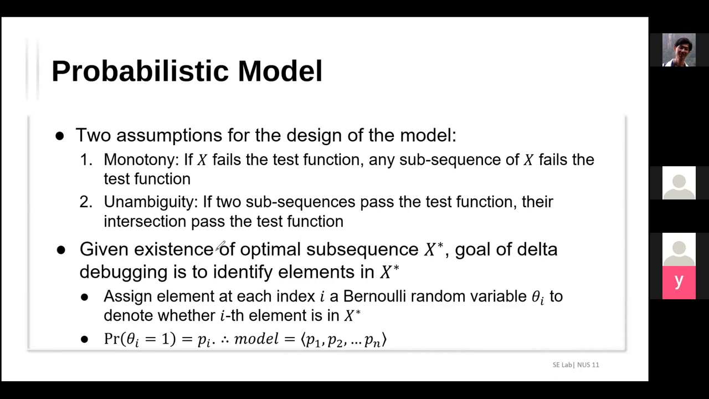So this right here is another definition. It is a very simple definition, which is just rephrasing delta debugging again: given the existence of an optimal subsequence, we just want to identify all the elements in the optimal subsequence. So that is the goal of delta debugging, rephrased.